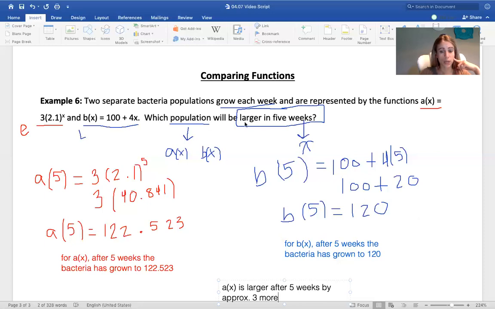And then it wanted to know which population was larger in 5 weeks. That's what I have at the bottom. I officially answered that question. Function A will be larger.